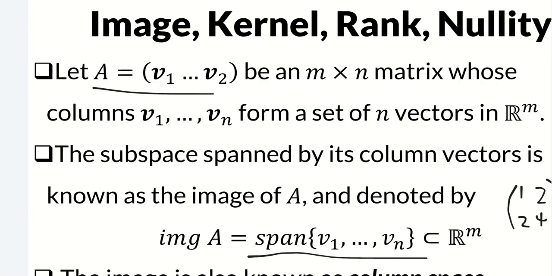Joshua said the columns are dependent. Yes, the columns are dependent because if I multiply this by 2, I'll get it. So that means the image of this matrix has dimension 1, because the only unique direction is this first one.